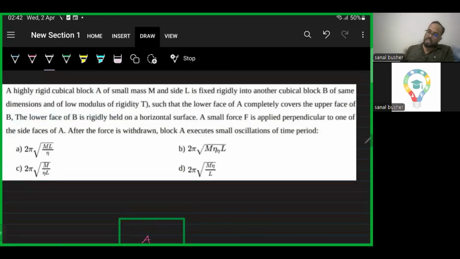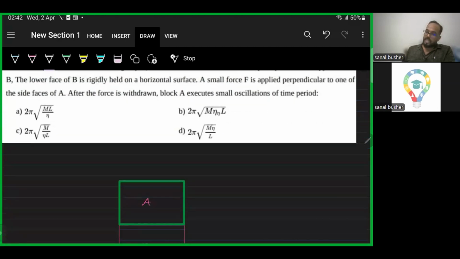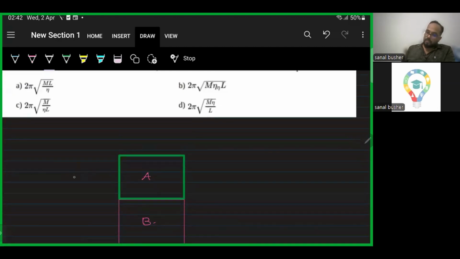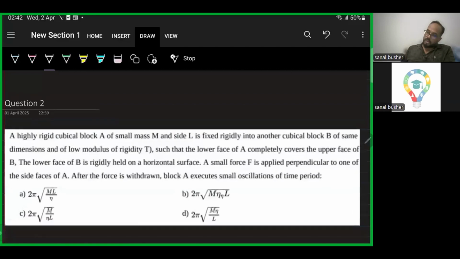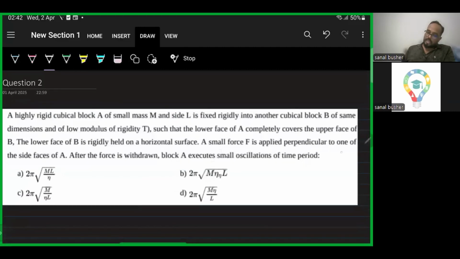And then a small force F is applied perpendicular to one of the sides of face A. That means you are applying a small force F here. What happened? The below body is less rigid, so the surface will move, right? After release of this force, it is oscillating. After withdrawal of the force, block A is executing a small oscillation. So you need to find the time period of that oscillation.